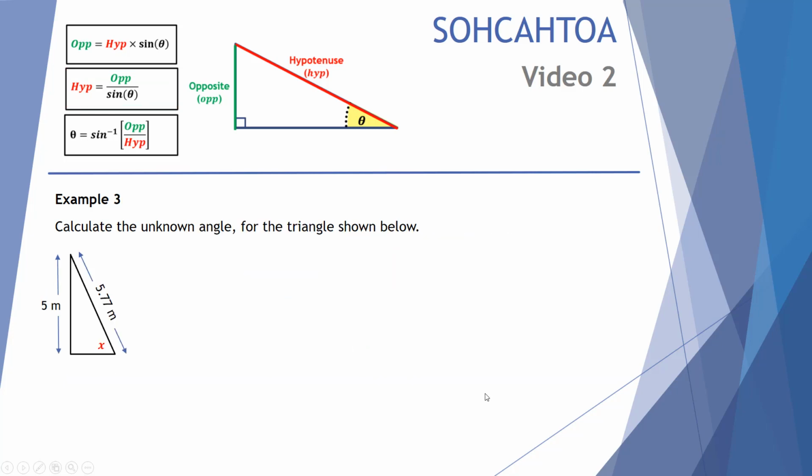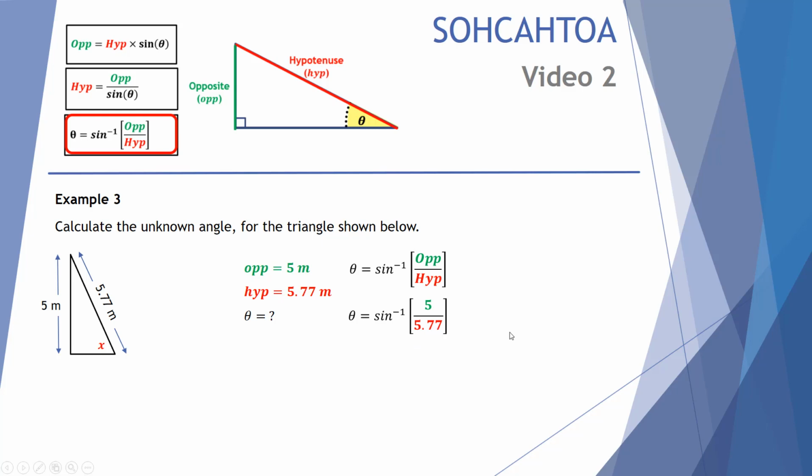Our final example, example number 3, calculate the unknown angle for the triangle shown below. The opposite side length is 5. The hypotenuse is 5.77, and we're after this unknown angle x, so theta equals question mark. So which of these three equations do we use? Of course, we want the one that's got theta by itself on the left-hand side. Theta is equal to inverse sine of the opposite over hypotenuse side lengths, and that's our chosen equation. Let's now substitute our values in. The opposite side length was 5 meters, and the hypotenuse side length was 5.77 meters.